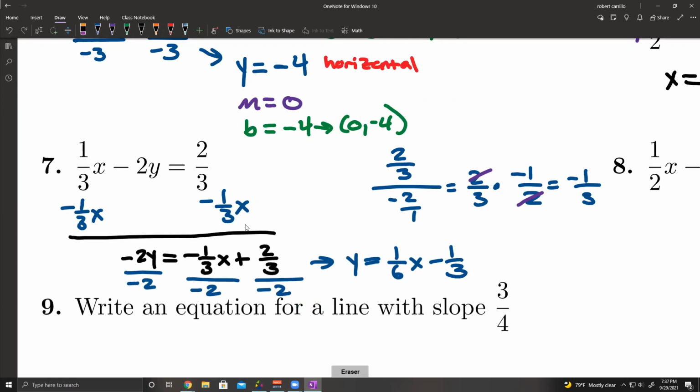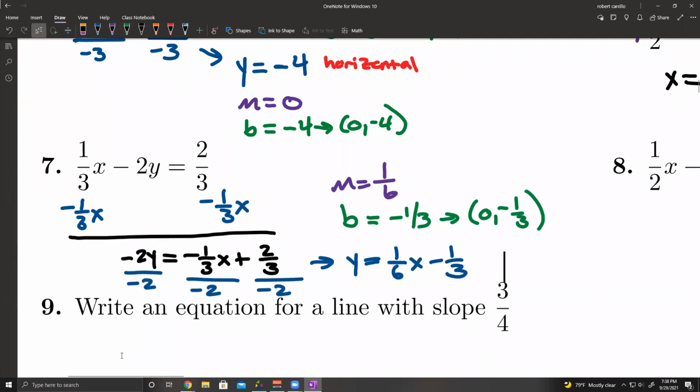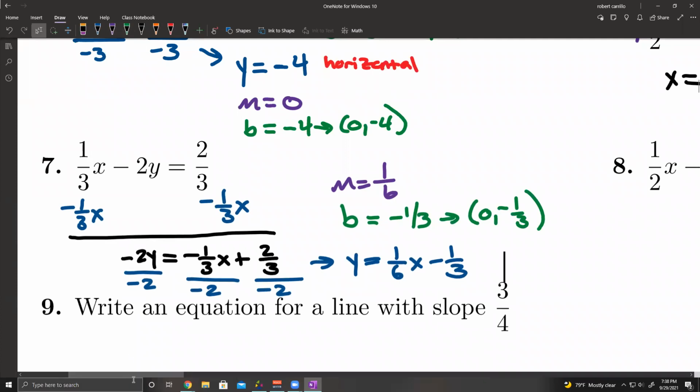Okay, so there's our equation. And what's our slope? One over 6. And what's my y-intercept? -1/3. -1/3. Ooh, fractions. Lovely, right?